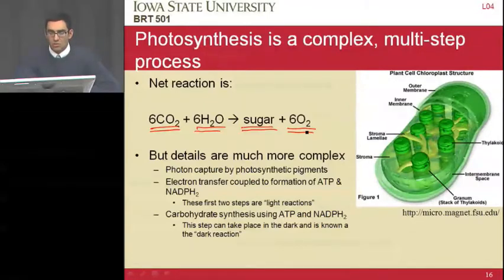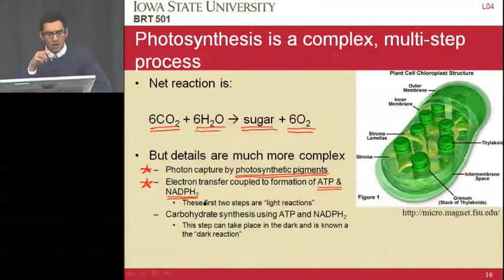The details are much, much more complex. There are specialized photosynthetic pigments which the photons strike and energize, if you will. The high energy electrons that are produced in those capture events then flow through a complex network of proteins to eventually form adenosine triphosphate and NADPH2. Don't ask me to remember nicotine, whatever, sorry. This photon capture and the electron transfer up to the formation of ATP and NADPH2 are called light reactions. They happen in the light.